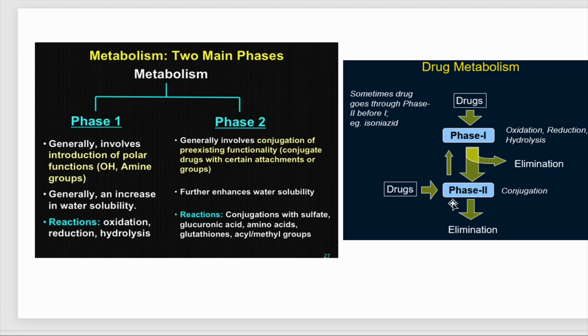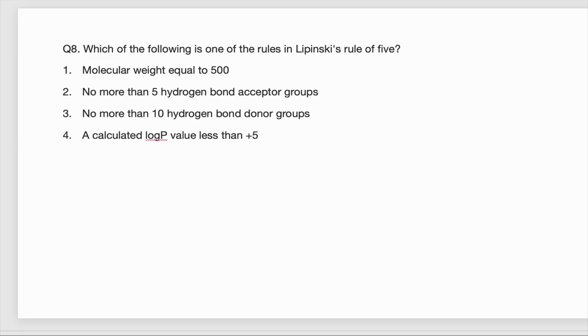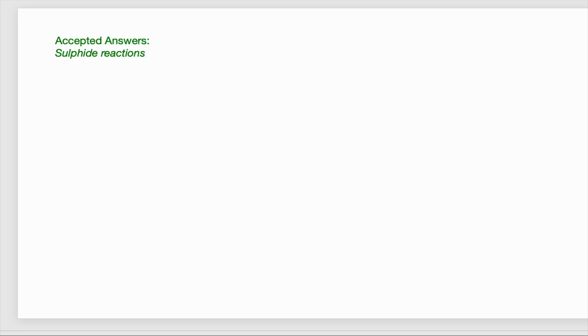Okay, so phase one reactions are oxidation, reduction, and hydrolysis to increase water solubility, and phase two is conjugation reactions, where they add sulfate groups, called sulfonation. They add glucuronic acid, glucuronidation, and amino acids, acetylation, and everything. So that's phase two reactions. Among these options, the fourth option is the one that is from phase two. So the correct answer is sulfide reaction.